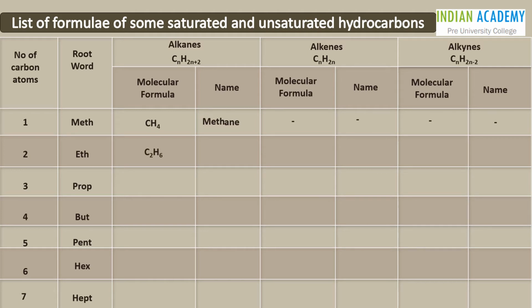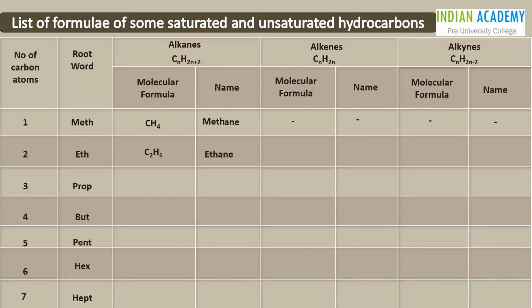Next, if we take 2 in place of n in the general formula of alkanes, that is CnH2n+2, we get the molecular formula C2H6. Since here it is 2 carbon atoms, the root word is eth, and since it is an alkane, we end it with ANE, so the name of the hydrocarbon is ethane.